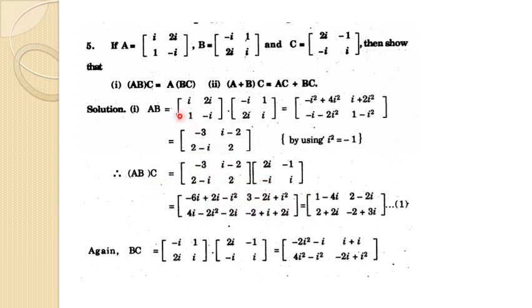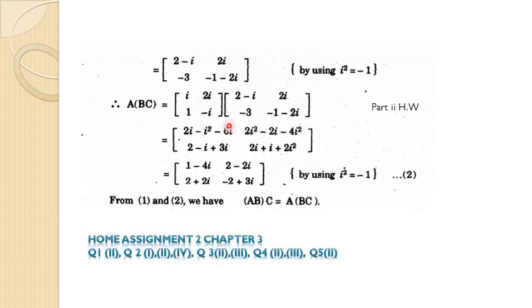Okay, now the right hand side. What is the right hand side? A bracket BC. So first we have to calculate B multiplied by C like this. Then whatever answer you got, just multiply A with this particular answer, again multiplication, and then you have this thing, and you can see that the left hand side is equal to the right hand side. So part 2 is the homework.